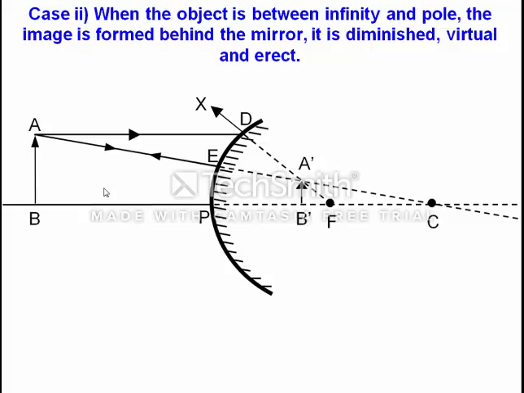So like this, without touching a mirror, we can identify whether a mirror is plane mirror, convex mirror or concave mirror, and it is a very important question for your board. Many times this question has been asked, and one question will definitely be from the ray diagram of concave mirror and or convex mirror. It's a very important topic.